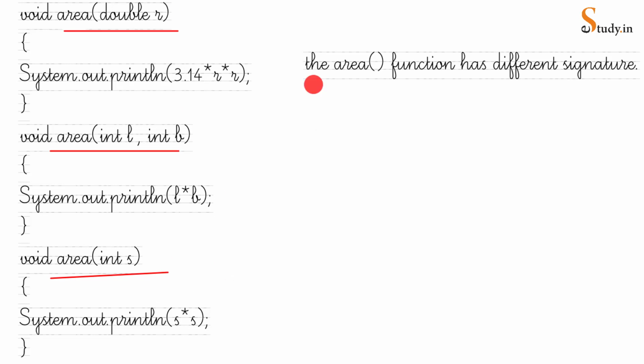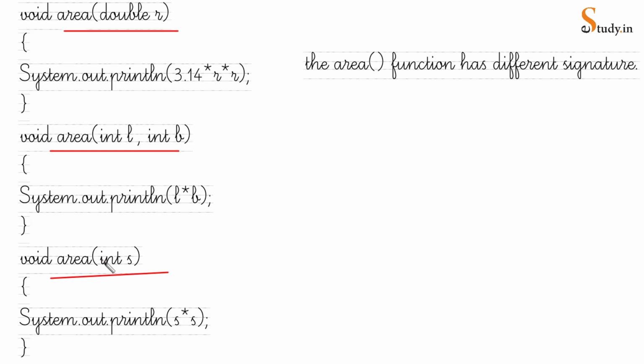So here the area function has different signatures. On the basis of the signature, we decide function overloading, which basically involves different method signatures. It is very important to understand that the name remains the same, but the signature of each function should be different.